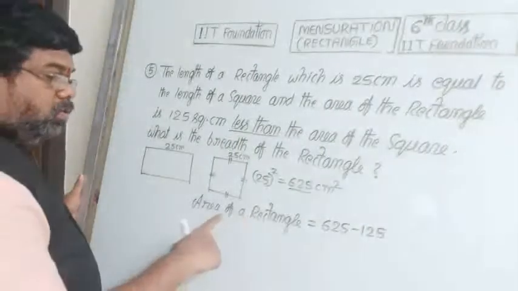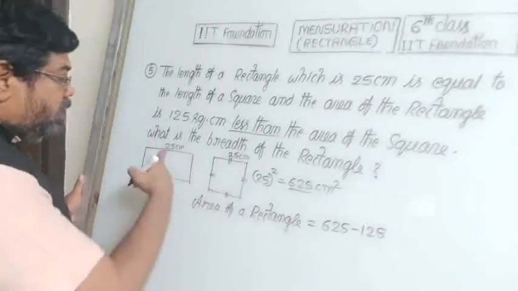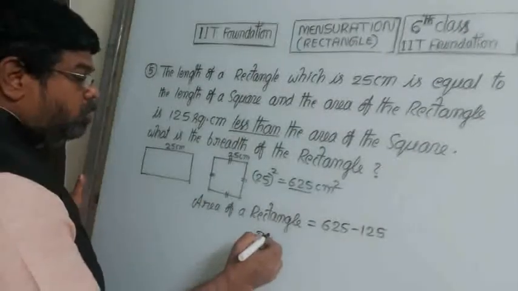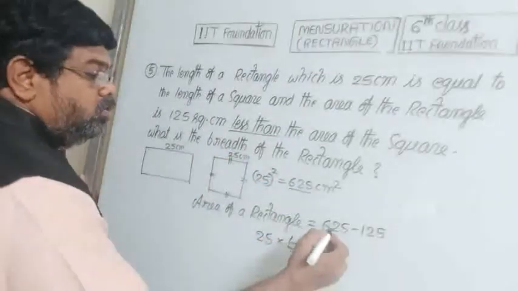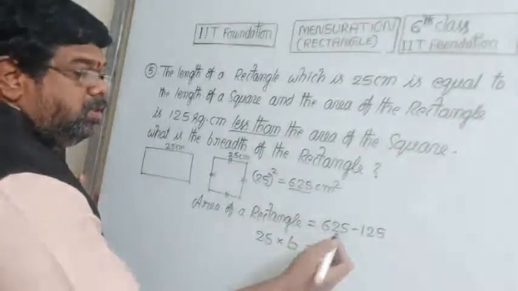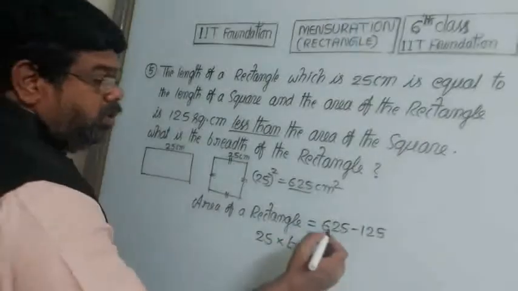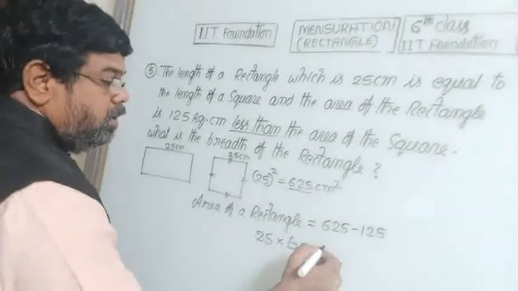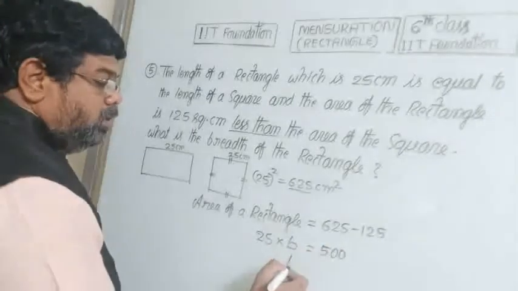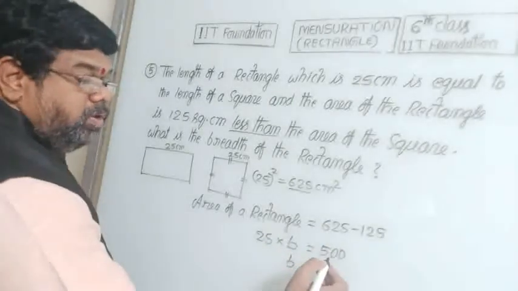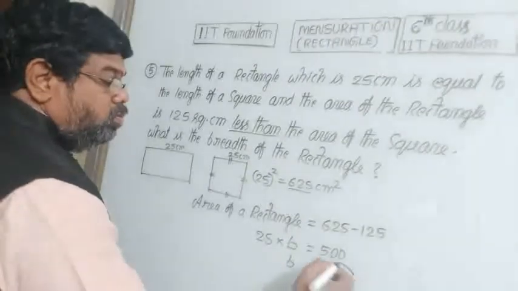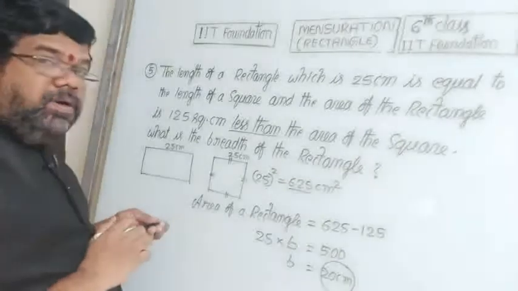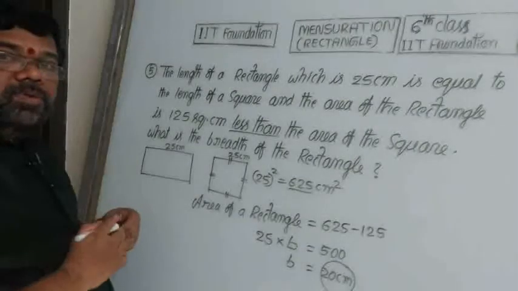Okay? So area of rectangle is length into breadth. Length is there, into breadth that we require. What is the breadth of a rectangle? It equals 625 minus 125. How much is it? 500. So what is the breadth of the rectangle? By taking 25 to this side, 25 twos are 50, so 20 centimeters. So what is the length of the rectangle? 25 centimeters it is. So all of it clear?